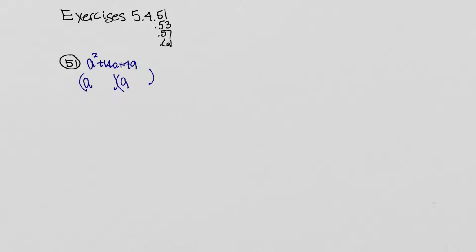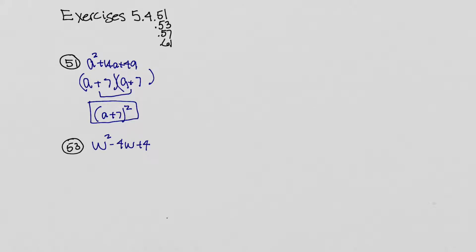Now what do you want to use for the 49 to give us a 14? Well, how about a 7 and a 7? The 49 is positive, so the 7s have the same sign, which is that middle plus. I got an a plus 7 and a plus 7, so I'm going to write this as a plus 7 squared. We call this trinomial a perfect square trinomial.